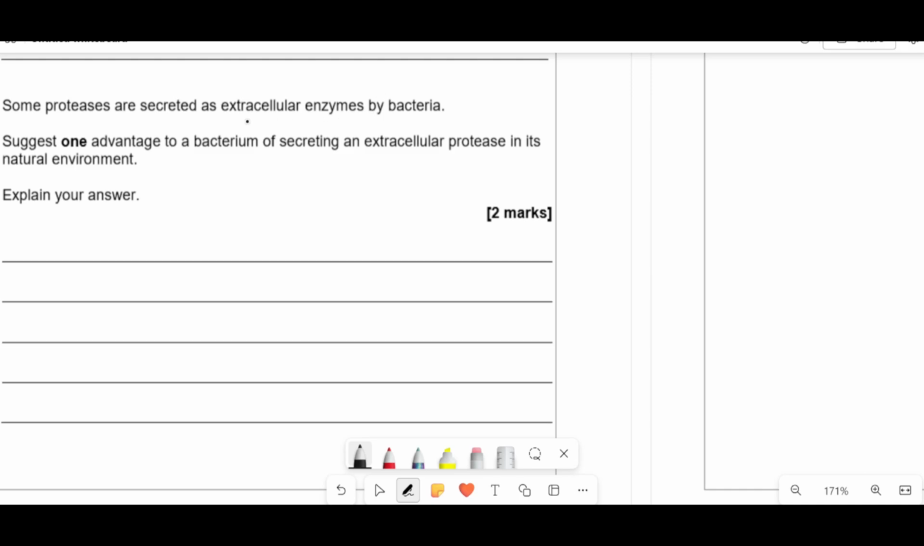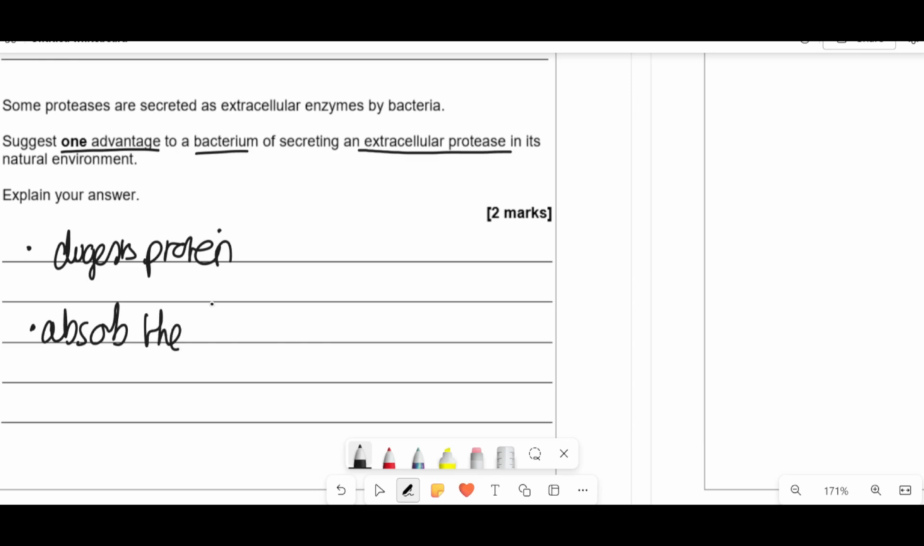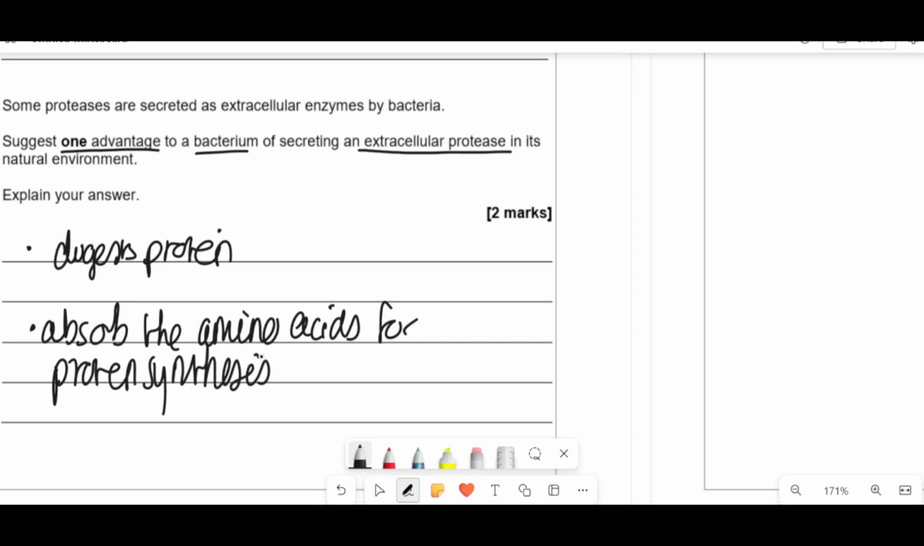Some proteases are secreted as an extracellular enzyme by bacteria. Suggest one advantage to a bacterium secreting an extracellular protease in its natural environment. Explain your answer. So the only thing that proteases do in this question is what they've told you, that it digests protein. So then you need to think, what might that be useful for? They digest the protein and then they absorb the amino acids, and then you need to explain why that's helpful. It's for protein synthesis, for example, or making new cell organelles and things like that. That's what it could be.